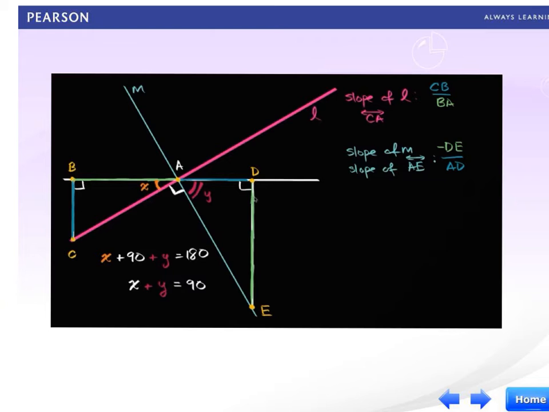And how can we use this to fill out some of the other angles in these triangles? Well, let's see.